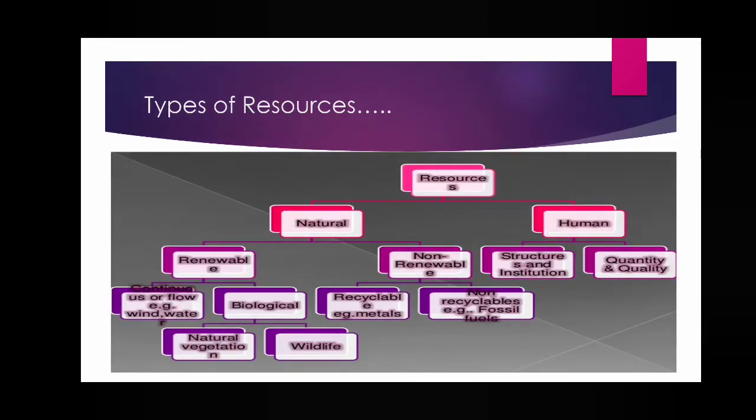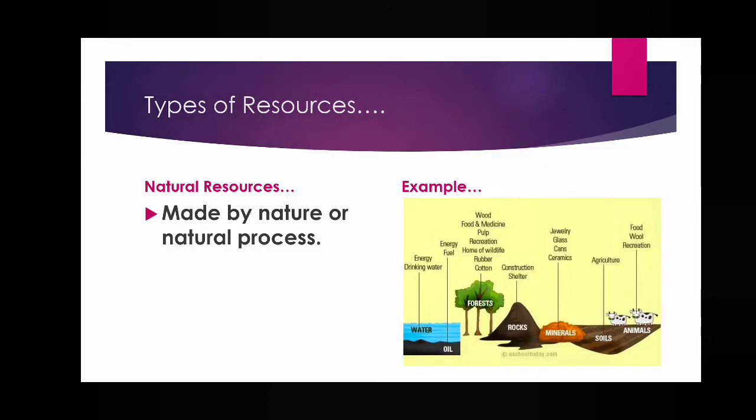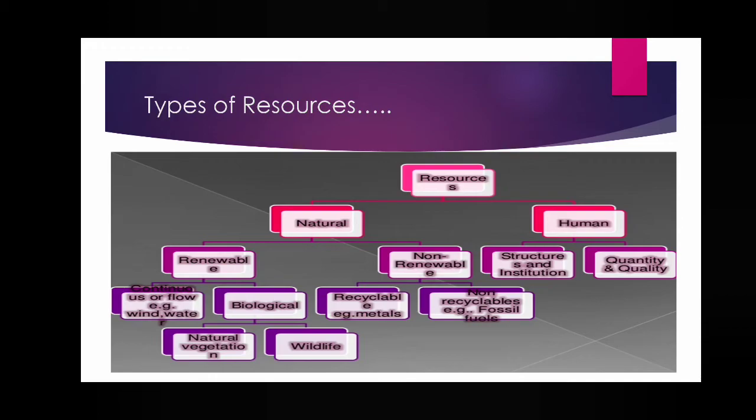Types of resources. According to the NCERT book, resources are mainly of two types, natural and human. Natural means what? It is made by nature, and human means it is human beings' own selves, and also the man-made things. Clear? So natural means made by nature, and human resources means human beings' own selves. We are also a resource in this human resource, and also our structures, like we are making roads, we are making railways, we are making buildings. These are also human resource, but these are called man-made resource. Clear?